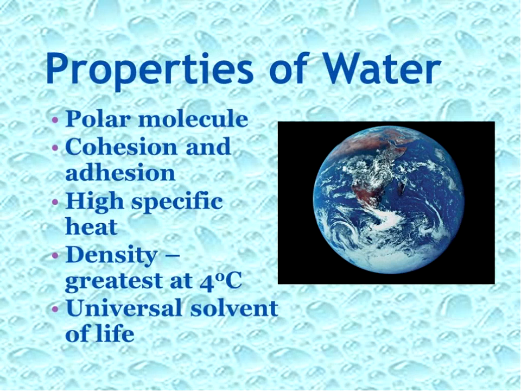So first of all, these are the properties that we're going to be going over today. It just kind of summarizes what we're going to be talking about. We're going to be talking about that water is a polar molecule. We're going to figure out what that means. We're going to talk about cohesion and adhesion. We're going to talk about high specific heat. We're going to talk about its density, on how it's actually at its greatest density right about just above freezing. And we're going to talk about why it's the universal solvent of life.